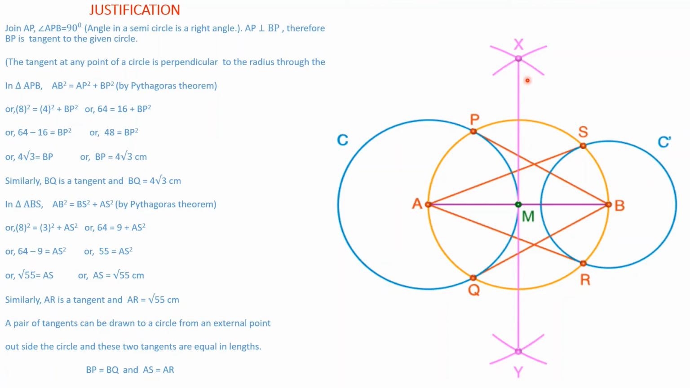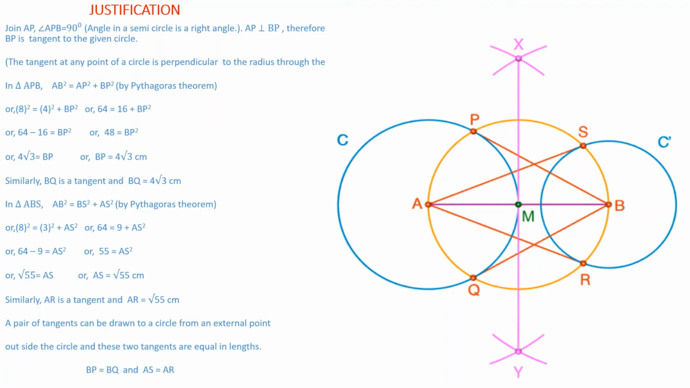Perpendicular bisector is a line segment which intersects a line segment at its midpoint. So M is the midpoint of AB. It bisects the line segment. So XY is the perpendicular bisector of the line segment, and then with M as center, MA as radius, we have drawn a circle.